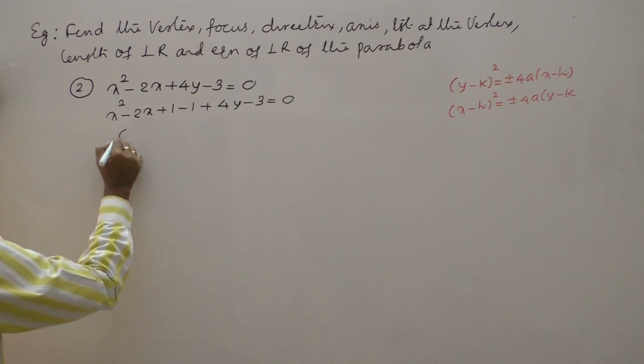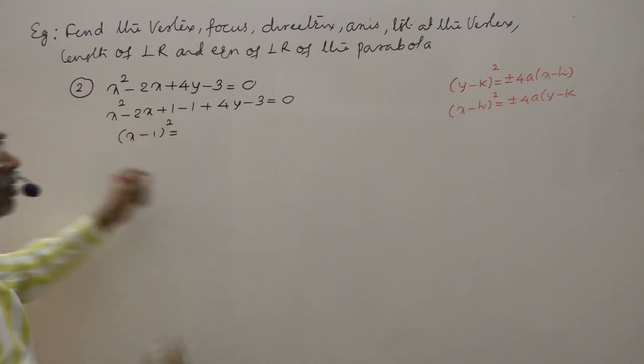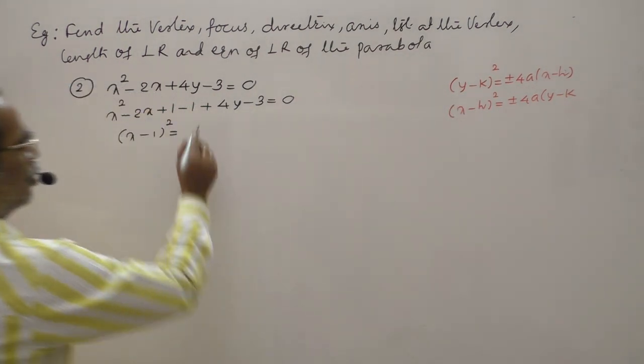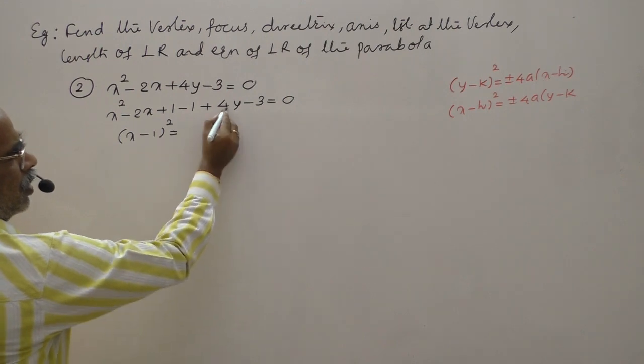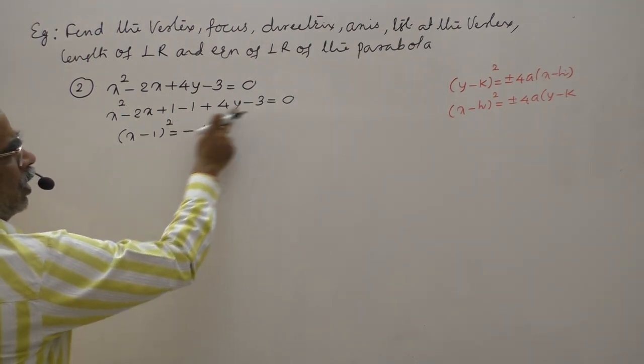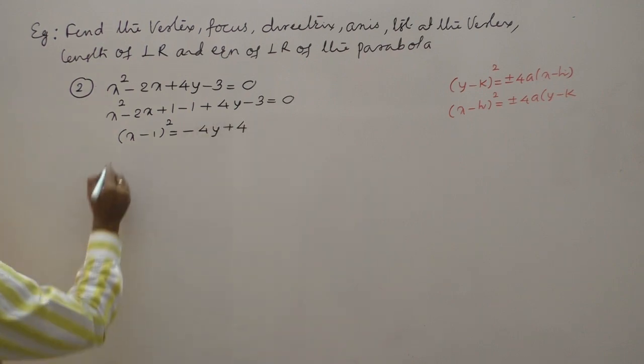First three terms, they become x minus 1 whole square. That means it is similar to this. It is taking this form. So write the remaining terms on the right side. 4y becomes minus 4y. Minus 1 minus 3. If I write on the right side, plus 4.